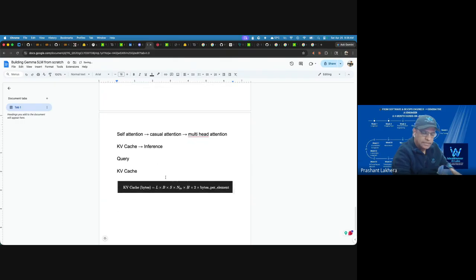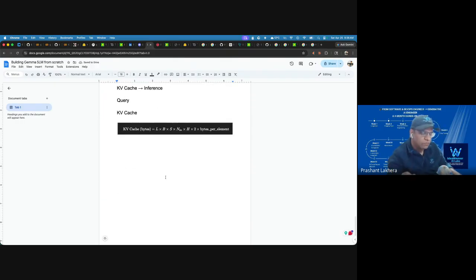But this KV cache has one drawback. Let's take the example of the Llama 7B model. This is the formula required to calculate the KV cache. And remember that KV cache is per session. So if I'm interacting with ChatGPT right now, that is one session. If you are interacting with ChatGPT, that is one more session. So this KV cache is going to build per session, per user.